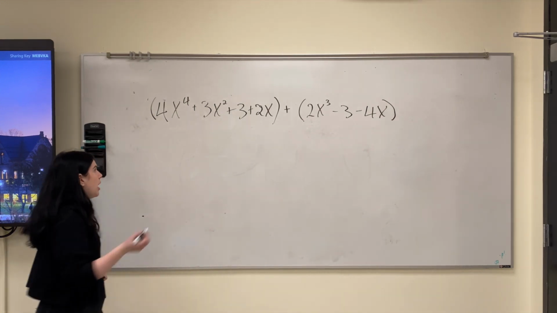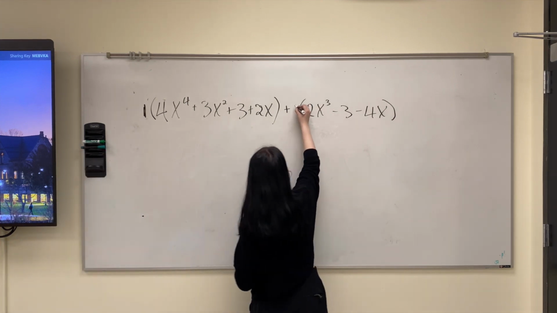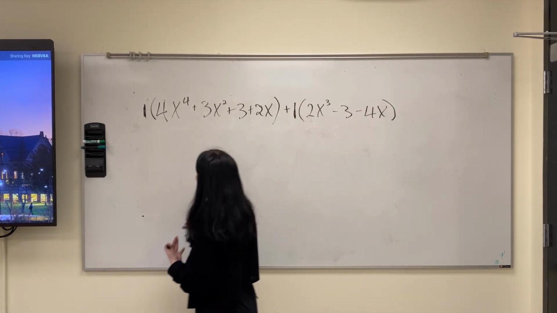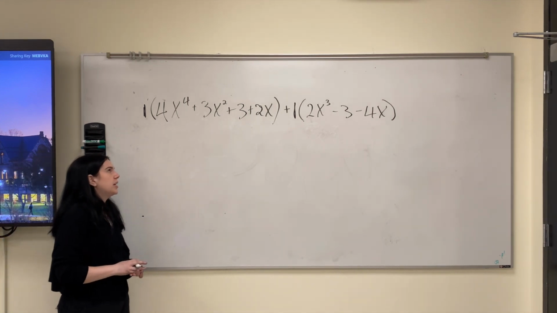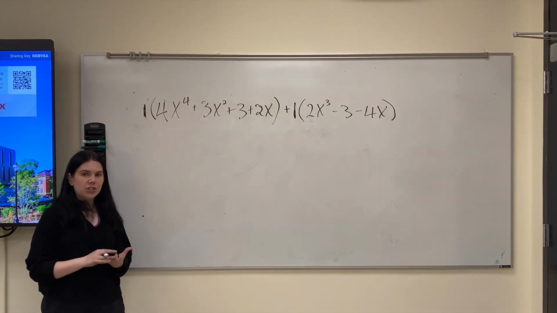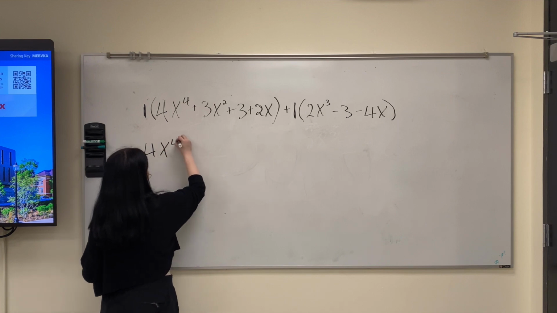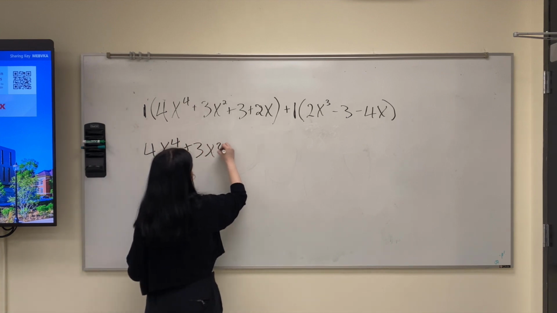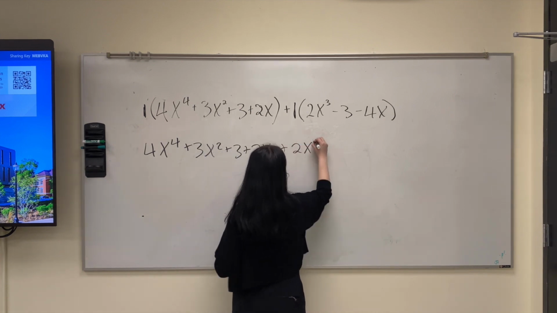If I wanted to, I could put a 1 in front of these parentheses. When I distribute that 1 to all of the terms using the distributive property, nothing changes, because when you multiply something by 1, you don't change that thing. So what I can do is distribute the 1 to all of my terms in both polynomials.